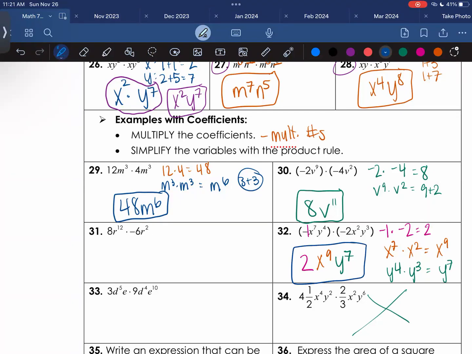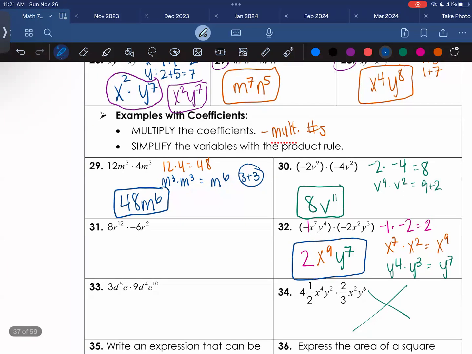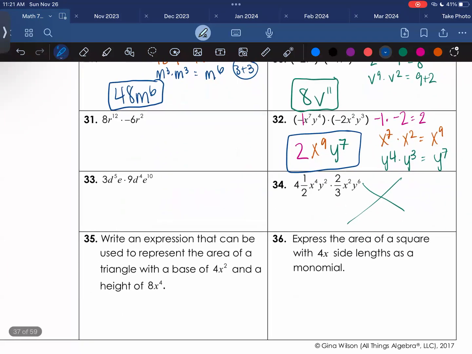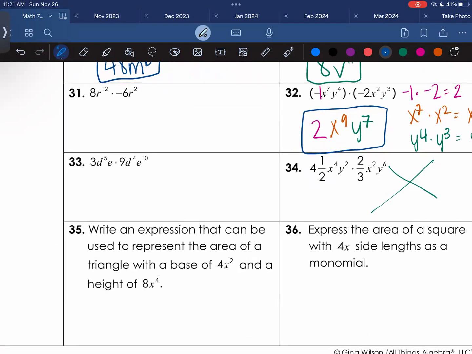Go ahead and try number 33 on your own. Okay, number 33, should have multiplied your coefficients, so you would get 27. Our next variable, d, you should have had d to the power of 9. And our last variable, e, you should have e to the power of 11.